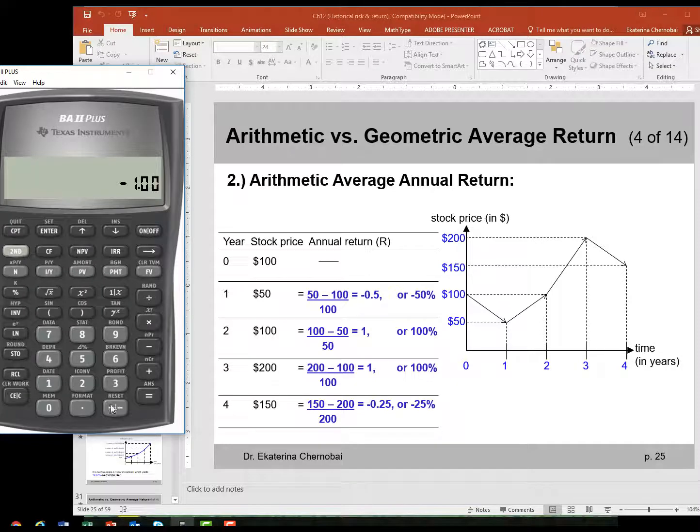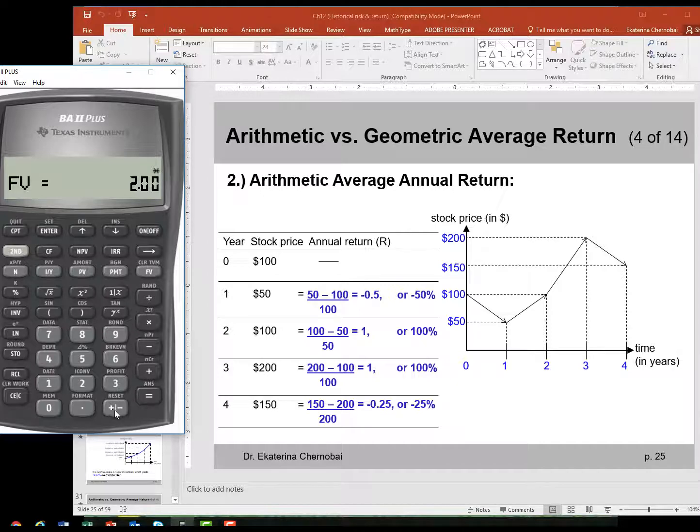So plus minus PV, 1 year later, 1 N, 100% return, so 100 I/Y. What's my future value? Compute FV. And last time, this becomes my PV. I can change the sign to negative and hit the PV button to save it.